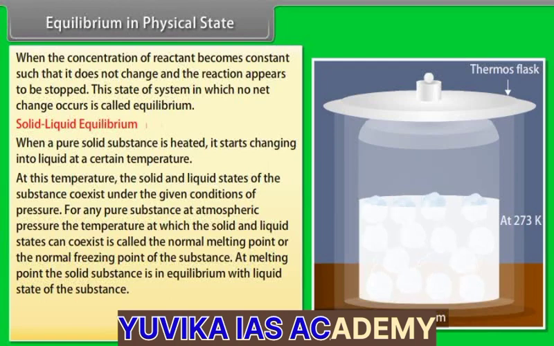Let us consider ice and water at 273 Kelvin, melting point of ice, taken in a perfectly insulated thermos flask. An interesting feature of this system is that the temperature as well as the masses of ice and water remain constant. This represents a dynamic equilibrium between ice and water. As there is no change in mass of ice and water, the number of molecules going from ice into water is equal to the number of molecules going from water into ice. Thus, at the equilibrium, rate of melting is equal to rate of freezing.